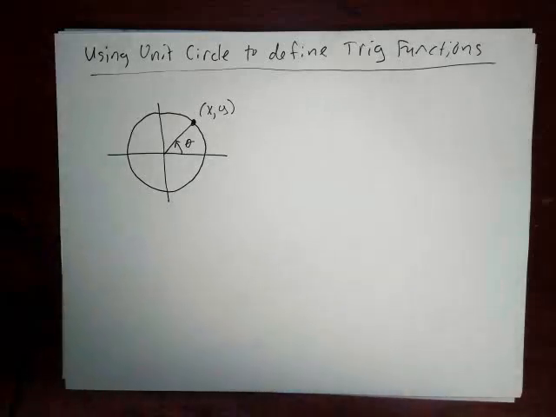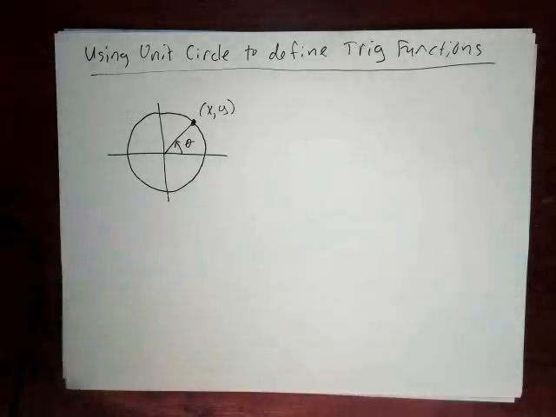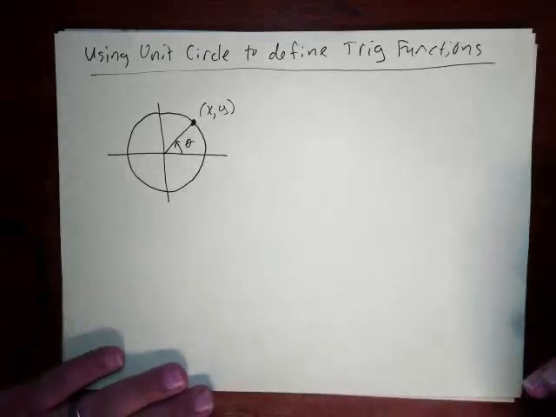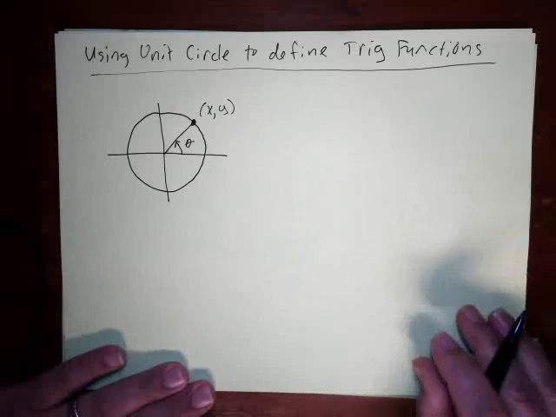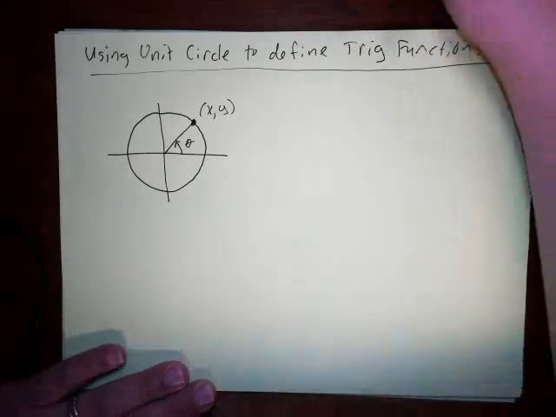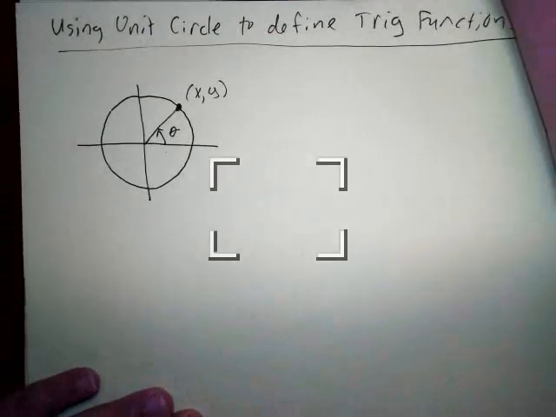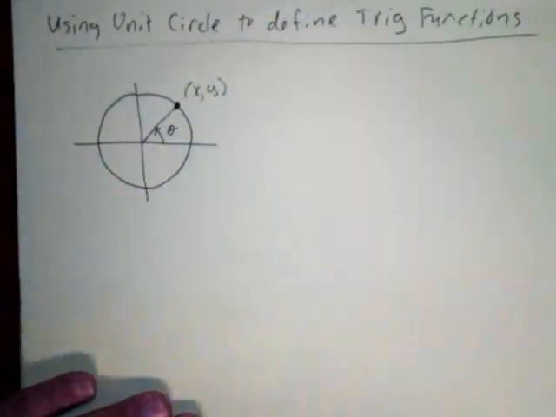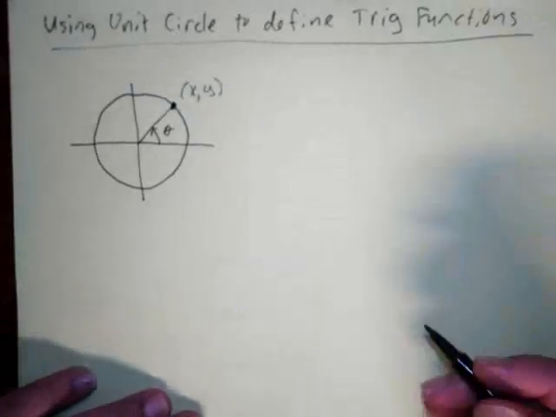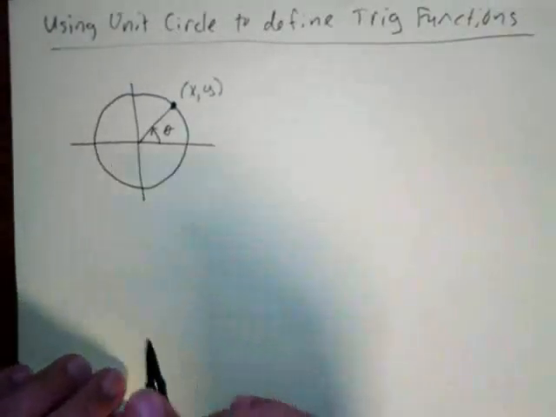We're now going to use the unit circle to define the trigonometric functions. And this is going to be very important for calculus because calculus involves unit circle trigonometry, not right triangle trigonometry. Here's how we're going to define it. This is actually very, very simple. It's really kind of neat.